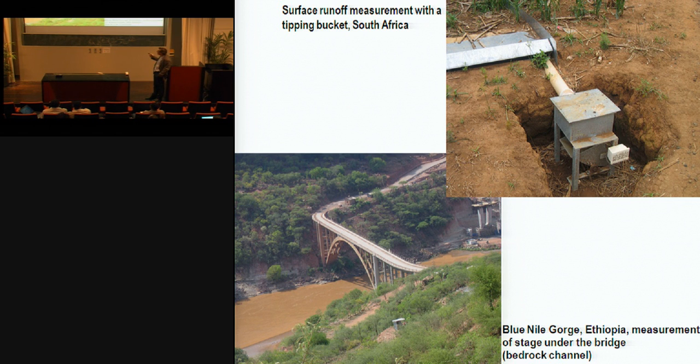Okay. Here's the old bridge built by the Italians in the 30s, I think. And here below there's a measurement station where they measure the changes of the water table. And then knowing the cross-section and some velocity measurements helps them to transfer the water table changes into discharge changes.